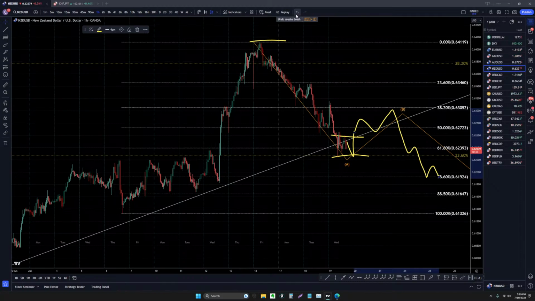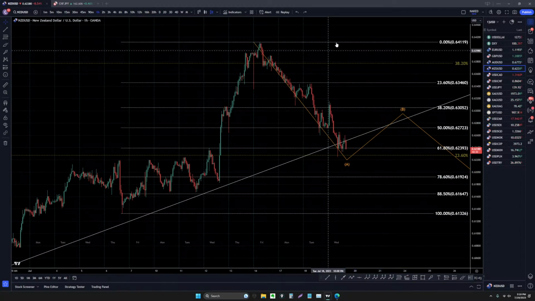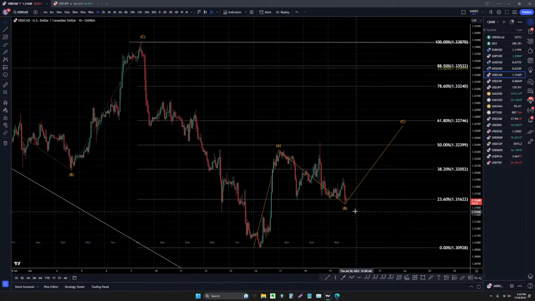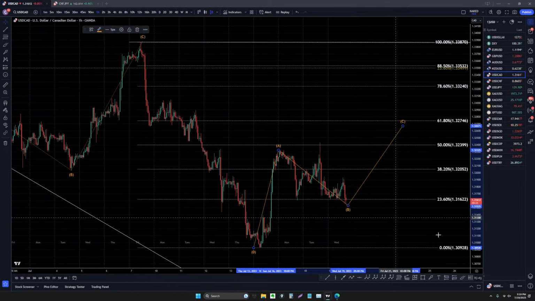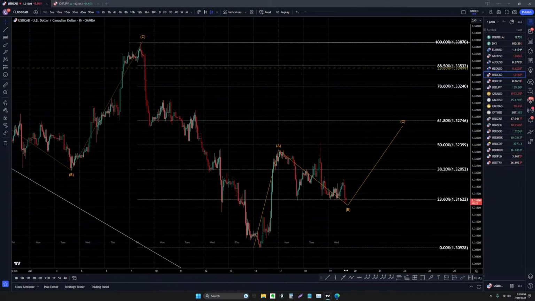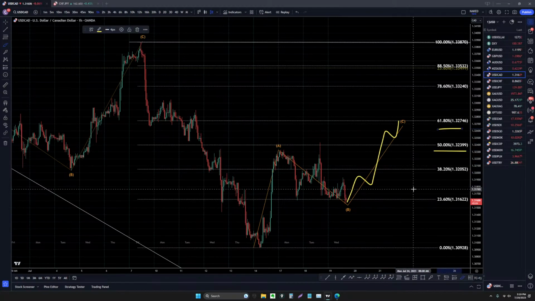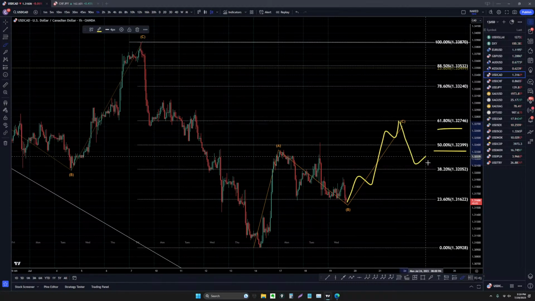Control Z. There we go. That's easier. And then the US dollar Canadian. I think this one's very close to going up too. It really looks like it's getting ready to go up. Like this. Probably something like this is coming, either to the 50 or the 61.8 before it ends up continuing back down.